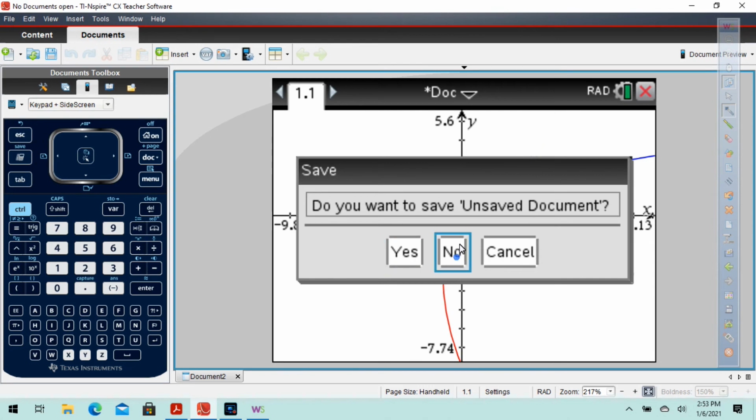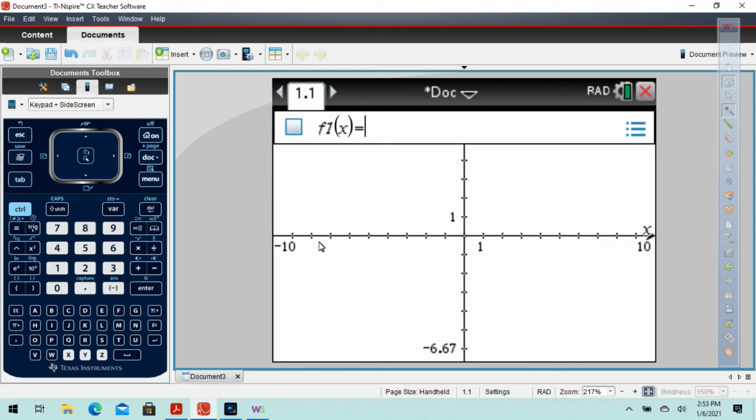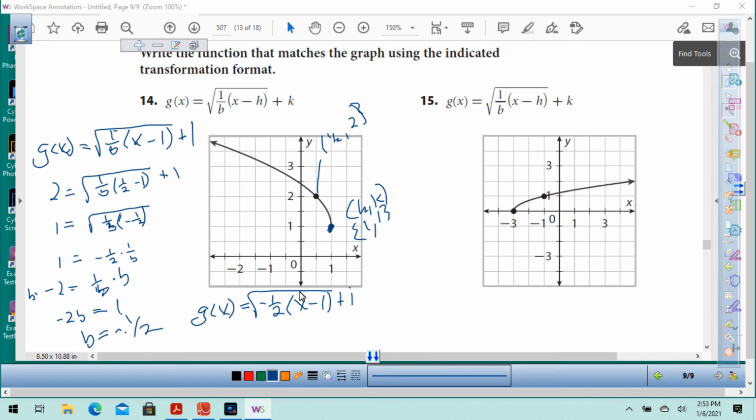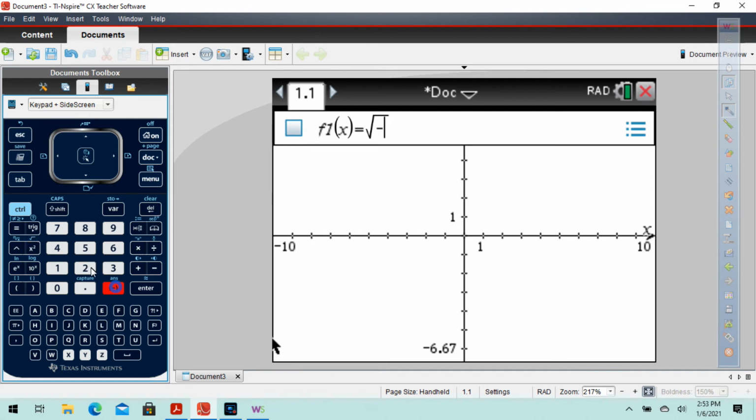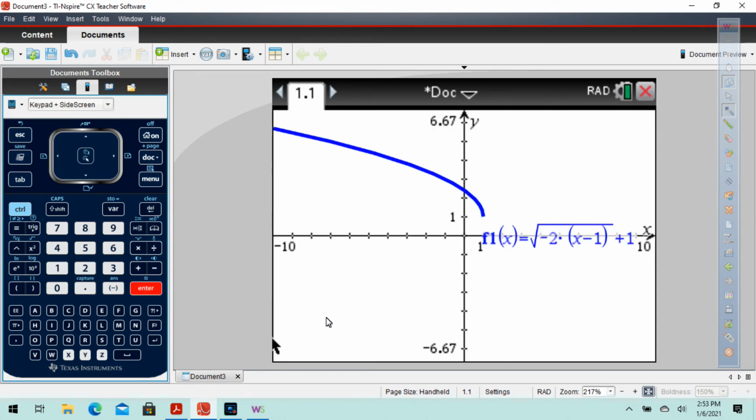On graphs. And let's see here. No, that's supposed to be 1 over b, which is what we had over here, right? So that makes that negative 2. That's what we're looking for. I don't know why I took it further. We don't need all that. That's what we need to put in front of the x here. Okay, so we got the square root of negative 2 times, open parentheses, x minus 1, and then plus 1. And that looks like it, doesn't it?